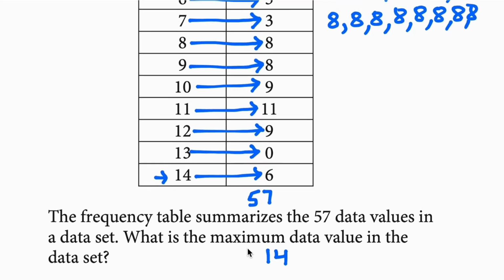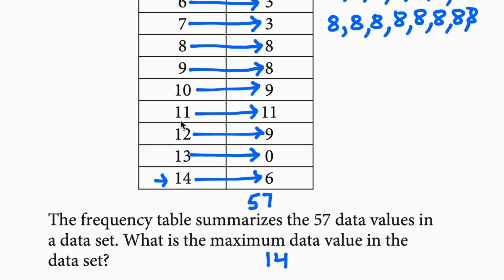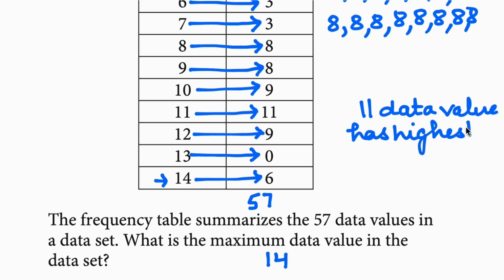Let's do one part extra. What if the question had asked which data value occurs maximum times? I'm just creating another question out of it. Which data value occurs maximum times? So 11 is occurring 11 times, which is maximum here. Then I should say 11 data value has the highest frequency. But that is not asked here, right? What is asked? What is the maximum data value? So that is 14. I hope the difference between the two questions is also clear.